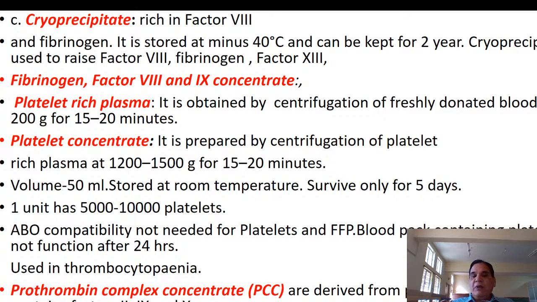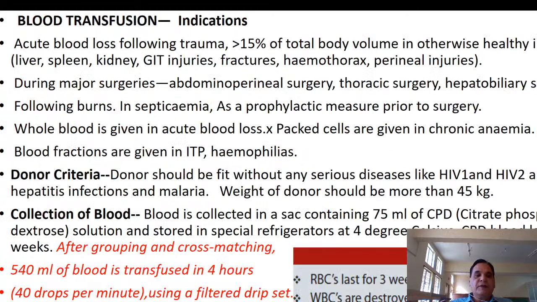PRP, platelet rich plasma, is now used very commonly. It is freshly donated blood spun at 150 to 200 gyrations for 15 to 20 minutes in a centrifuge machine. Platelet concentrate volume is 1500. Here also the same rotation. 50 ml is stored at room temperature on an agitator for 5 days. Each unit has got 5000 to 10,000 platelets. ABO compatibility is not required for all the fractions. PCC we have discussed. Okay.